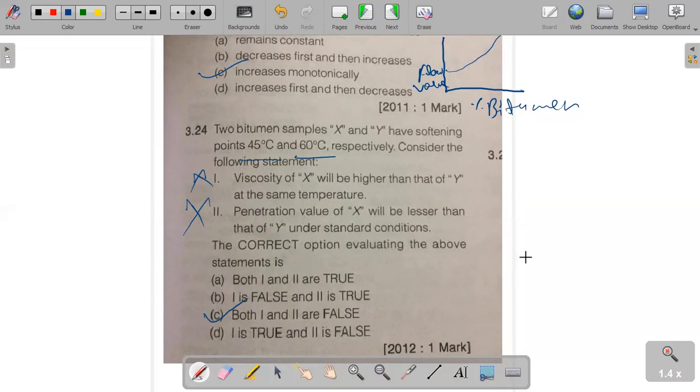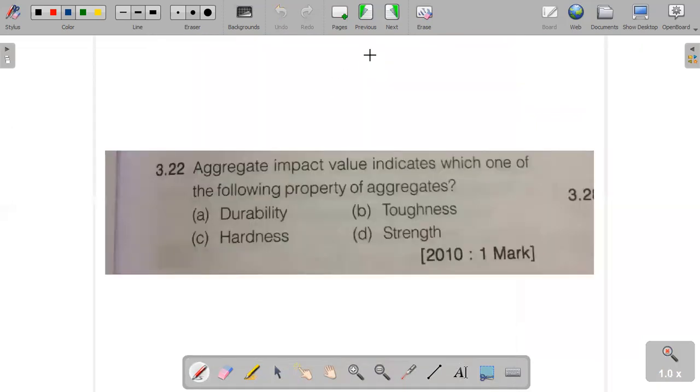Let's move forward to our next question, which is asked in GATE 2010 of 1 mark. This question is: aggregate impact value indicates which one of the following properties of aggregate? Look, impact value, obviously toughness. So this is it.